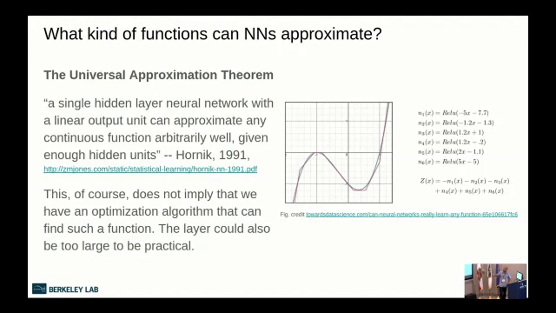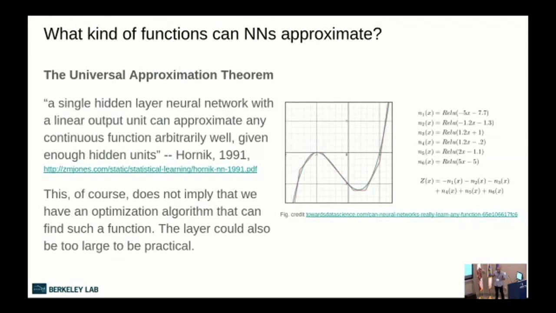Now, of course, this theorem doesn't mention anything about how easy it is to find the parameters of such a network, right? So you can have random parameters, but you don't necessarily have a method for finding the right parameters to approximate your function. It also necessitates an arbitrary number of hidden units, and that's not practical, right? So you might not have enough hidden units to actually represent the relationship that you have.